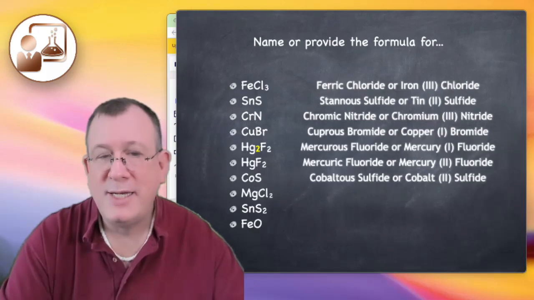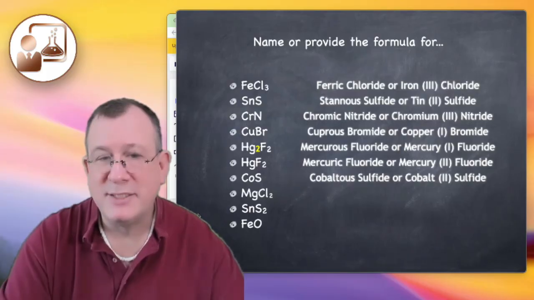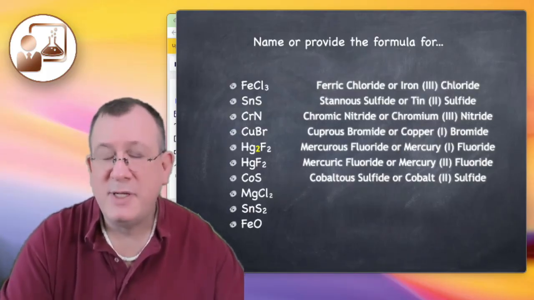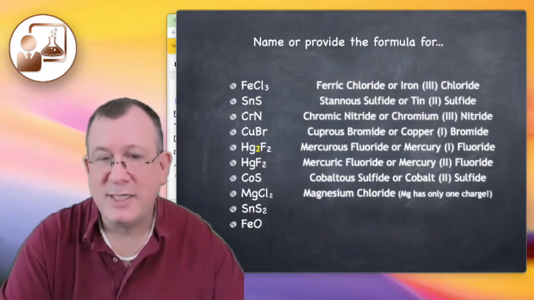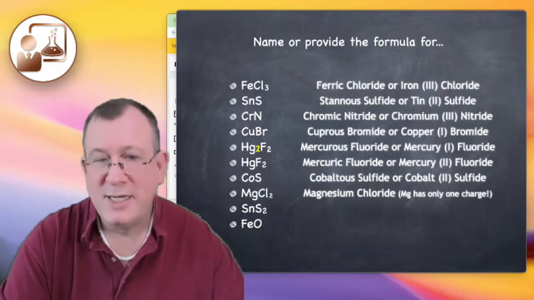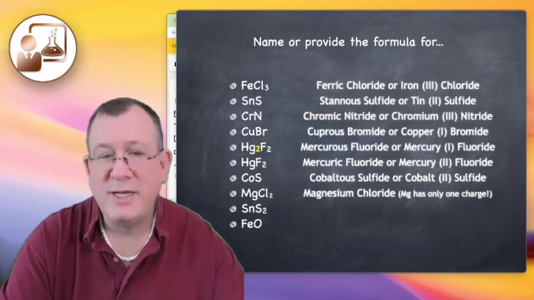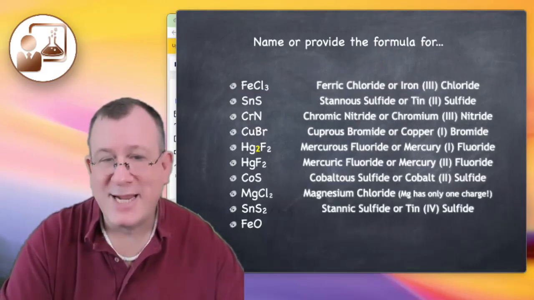Magnesium chloride. Magnesium is a representative element. Be careful on that. It looks like manganese. I would have to say manganese 2 chloride, but magnesium, it would be wrong to say that. Magnesium is just magnesium chloride because the charge is predictable. Tin, tin sulfide. Again, sulfides are 2 minus. So this time, it's tin 4 sulfide, or stannic sulfide.